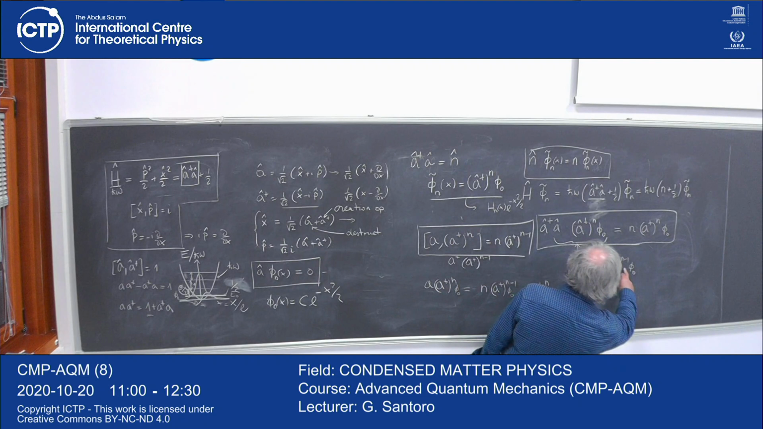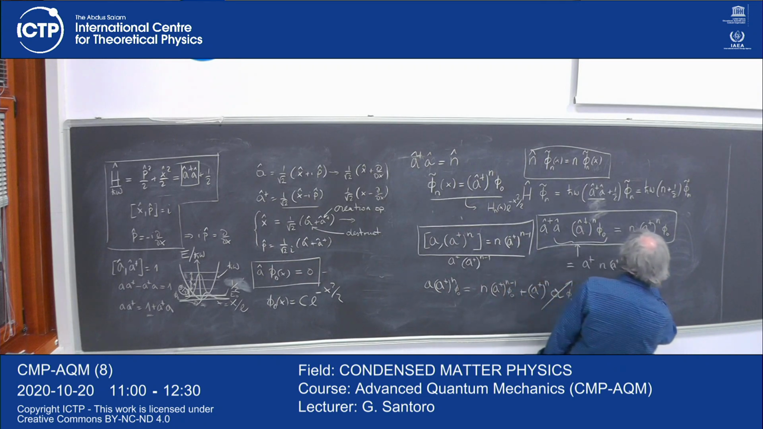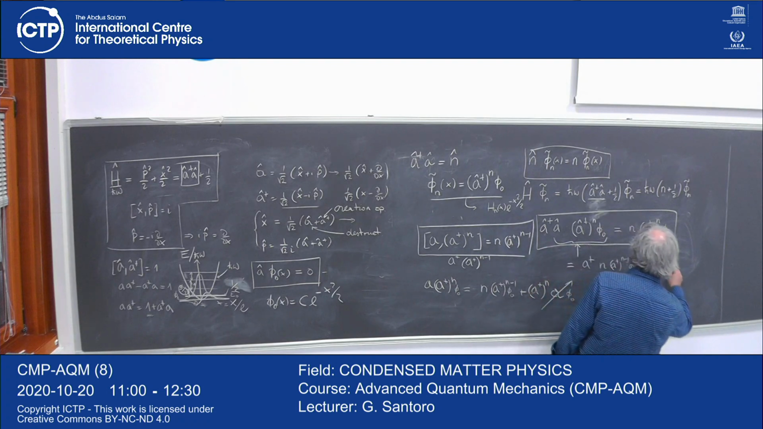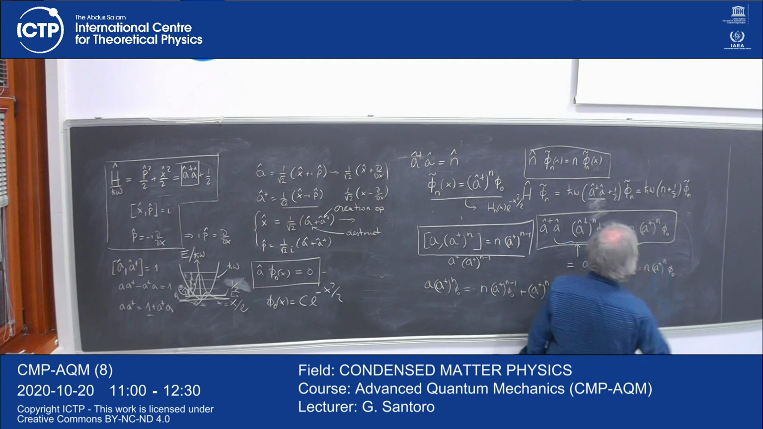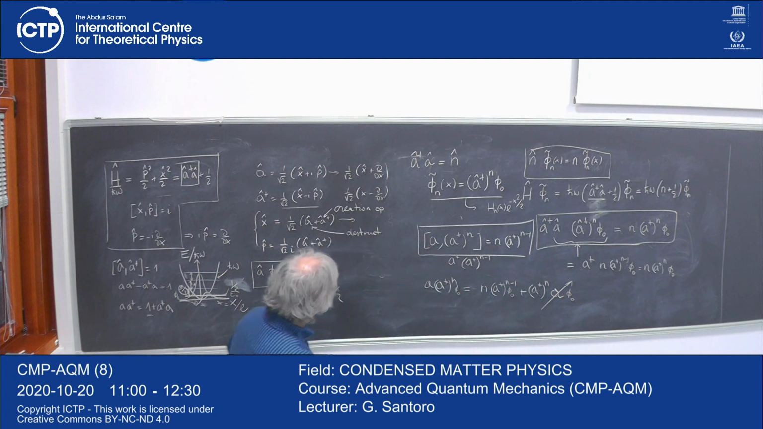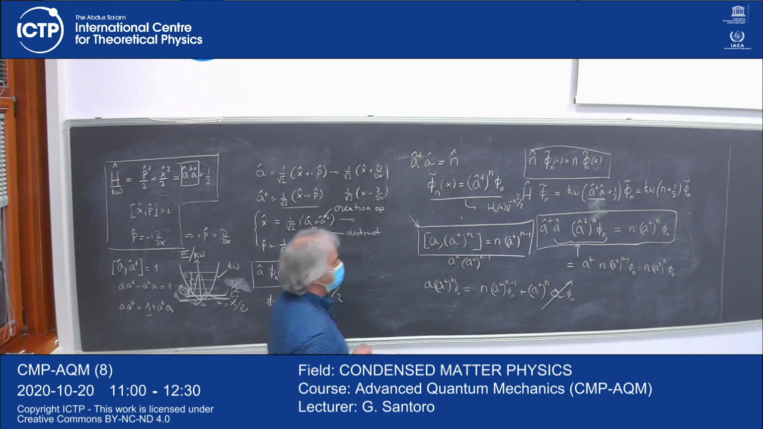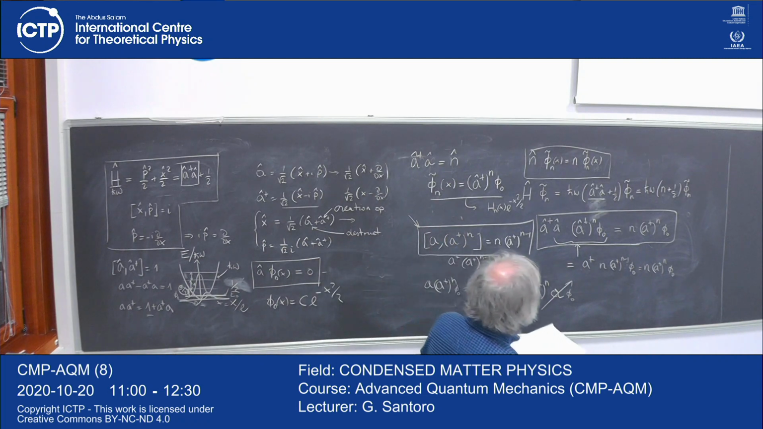Then I see that these two things go together. This is a number, so this is equal to n times A dagger to the power n again. You see, 1 plus n minus 1 is n. And this is precisely what I wrote before. So, believe me, the crucial ingredient is this, which you can prove by induction. Good. So, these are indeed nice eigenstates of the Hamiltonian.